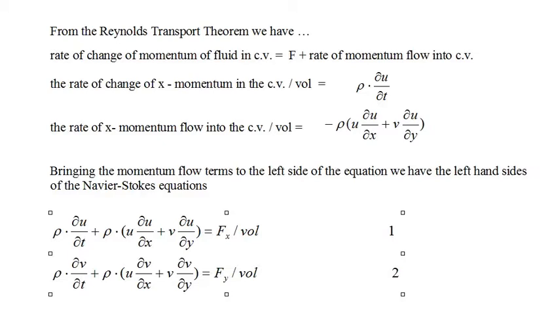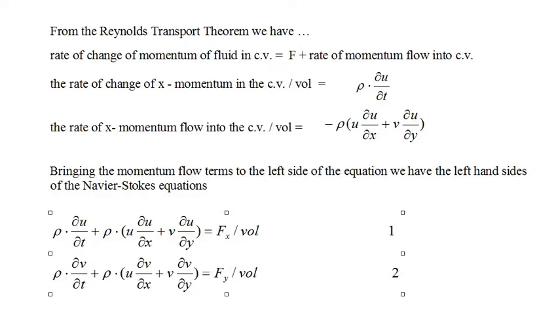Recapping, we have the Reynolds transport theorem, which states that the rate of change of momentum of the fluid in the control volume equals the force acting on the control volume plus the flow rate of momentum into the control volume. We have shown that the rate of change of the x momentum in the control volume per unit volume equals rho times the partial derivative of u with respect to t. And we have shown that the flow rate of x momentum into the control volume per unit volume equals minus rho times u times the partial derivative of u with respect to x plus v times the partial derivative of u with respect to y.